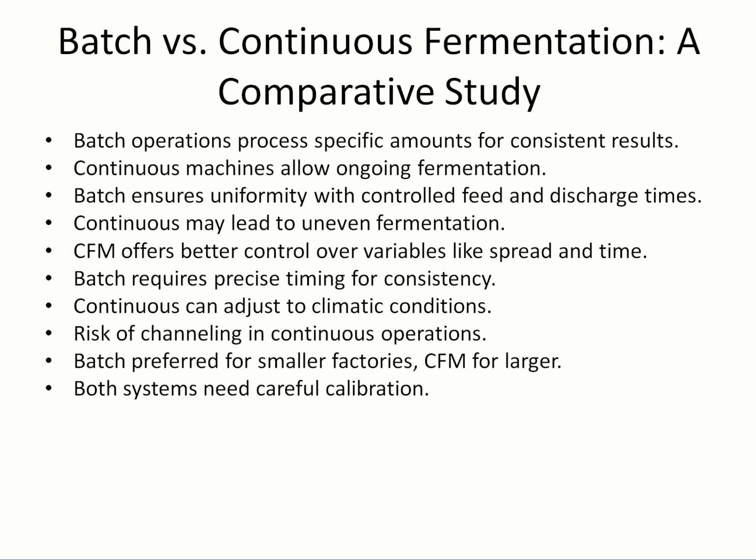Batch versus continuous fermentation: a comparative study. Batch operations process specific amounts for consistent results, while continuous machines allow ongoing fermentation. Batch ensures uniformity with controlled feed and discharge times. Continuous may lead to uneven fermentation. CFM offers better control over variables like spread and time.